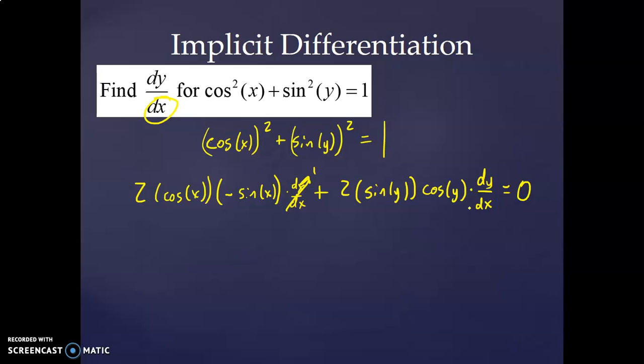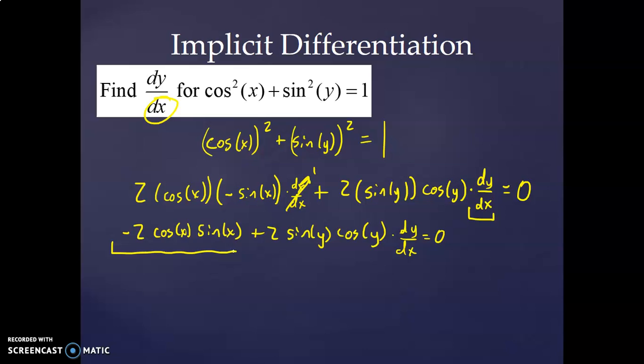So now I just need to solve for dy dx. I'll simplify it a little bit first. So negative 2 cosine of x sine of x plus 2 sine of y cosine of y times dy dx equals 0. So to get this term to the other side, since it's negative on the left side, I would add it over to the right side. So 2 sine of y cosine of y dy dx equals positive 2 cosine of x sine of x.